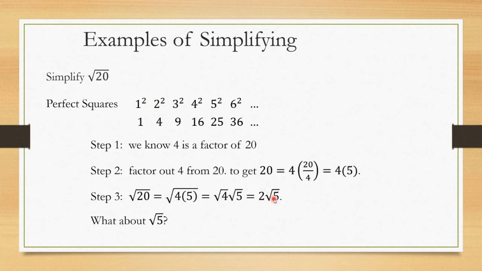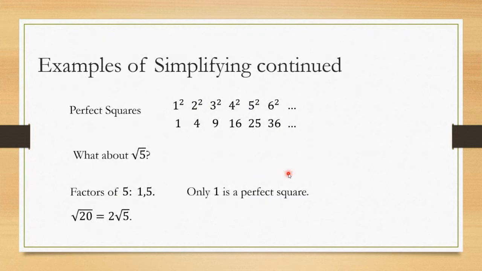Okay, that's good. Now what about the square root of 5 though? Is that simplified? Well, let's see. The only factors of 5 are 1 and itself. Right? That's what's nice about 5. Its only factors are 1 and itself. And 5 itself is not a perfect square. Only 1 is. So the only factor of 5 that's a perfect square is 1. So the square root of 5 is simplified. So we stop here.